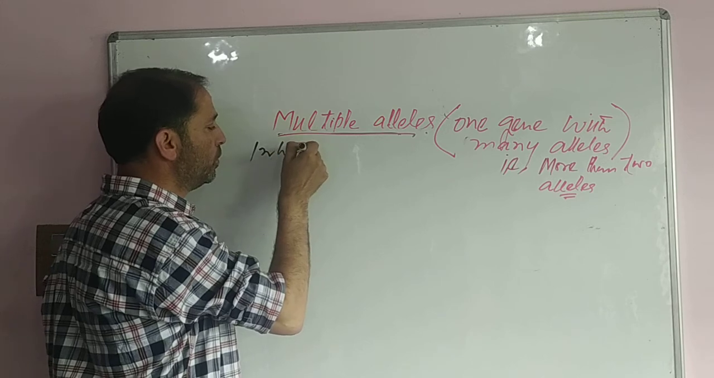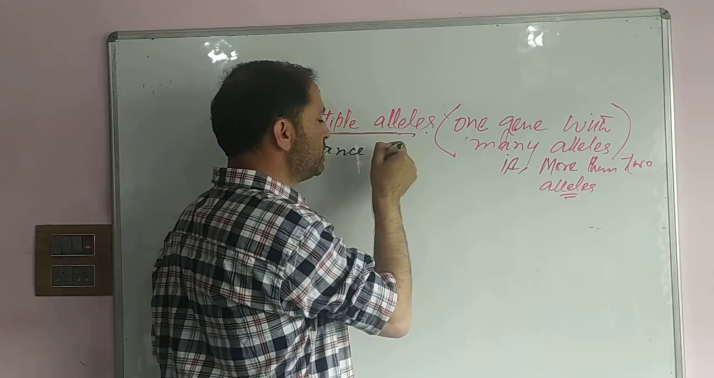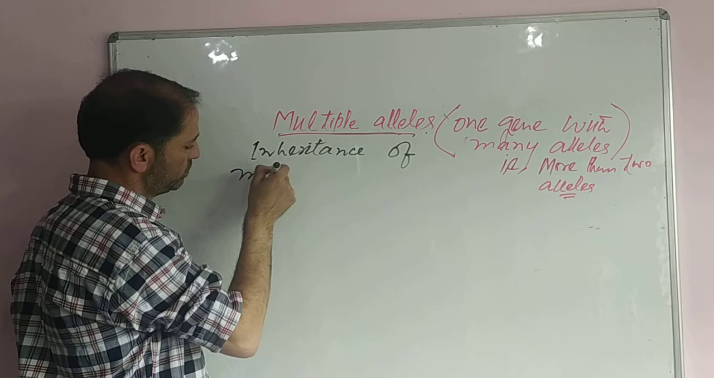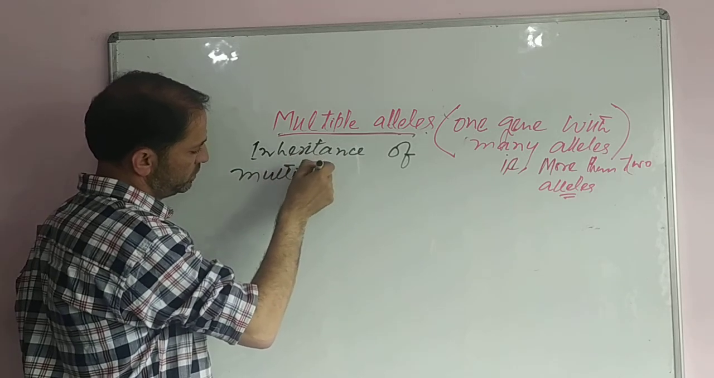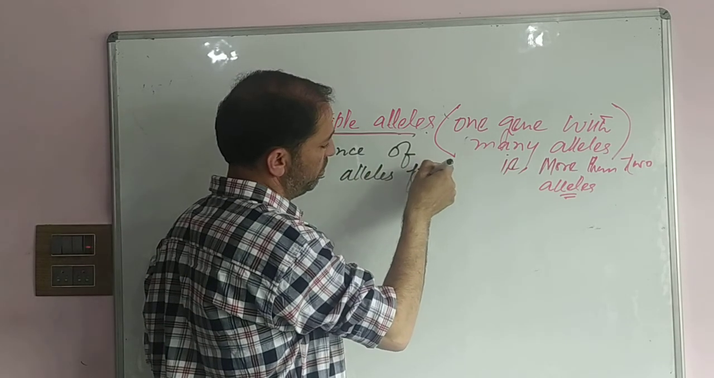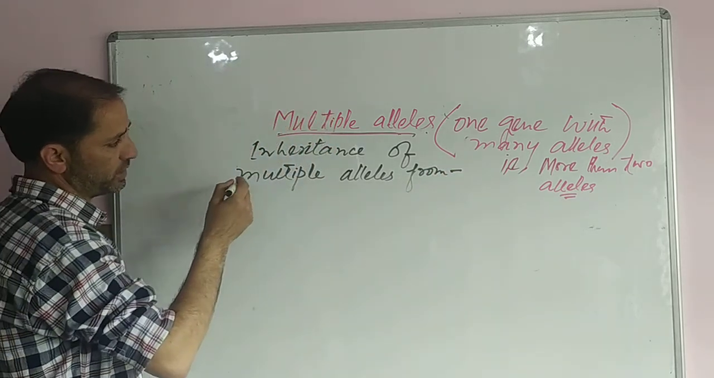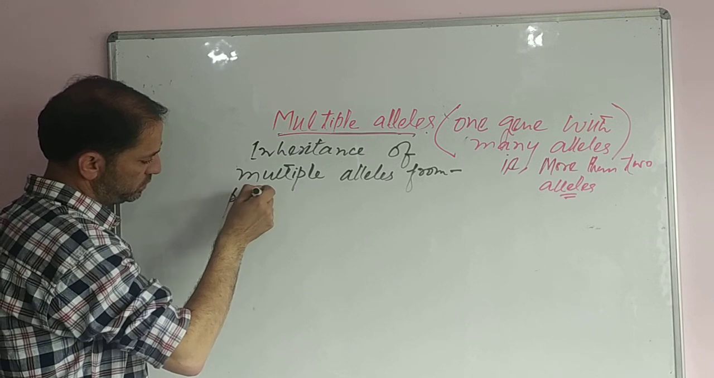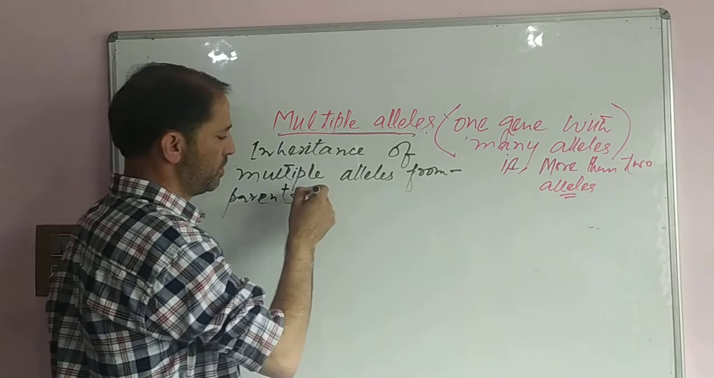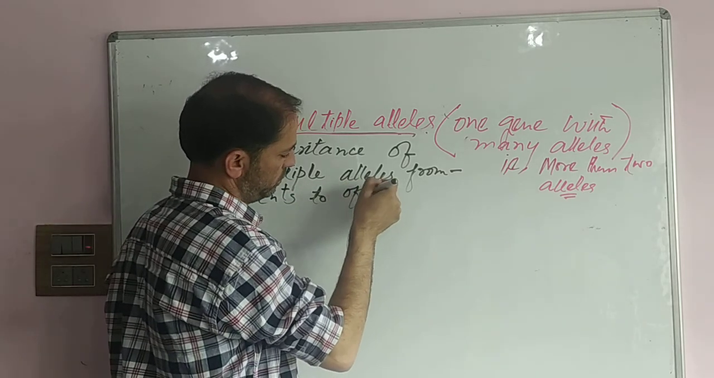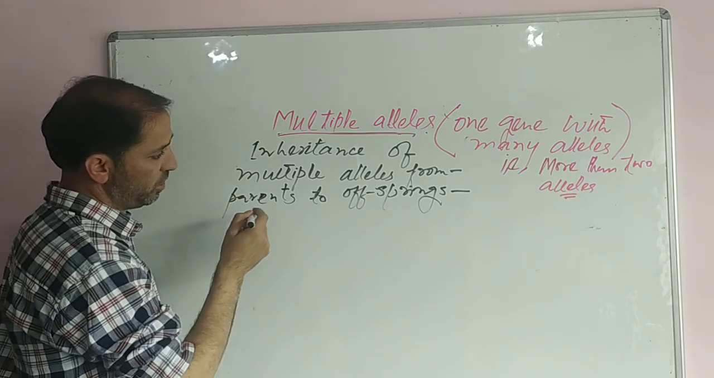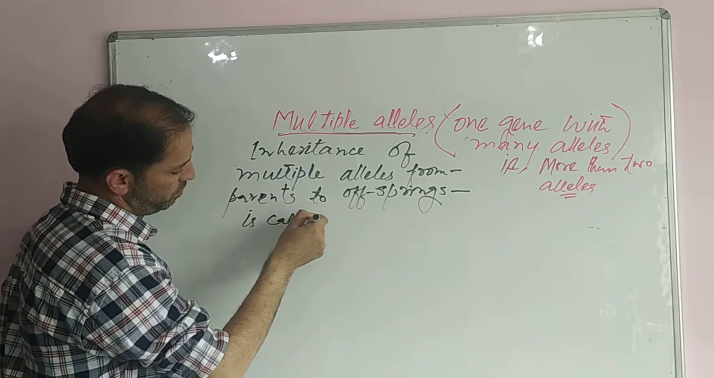Inheritance and transmission. Transmission or inheritance of multiple alleles from parents to offsprings is called multiple allelism.